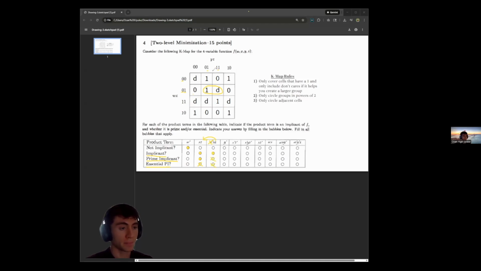Y prime, going over this quickly so we can go over the essential prime implicant. We have Y prime, which is these two columns right here, which include a 0, making this not valid. So it's not an implicant.